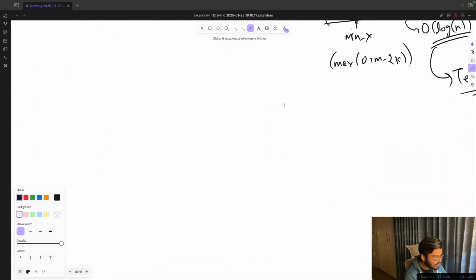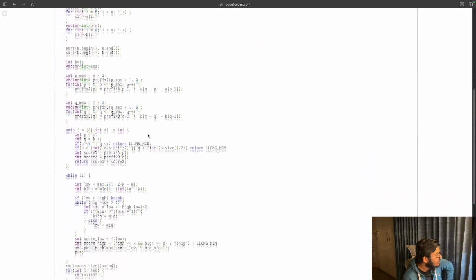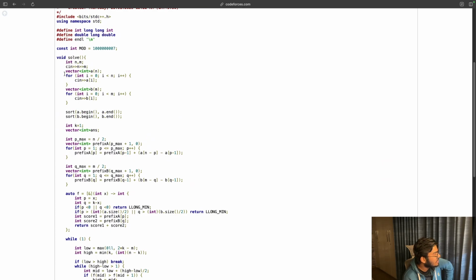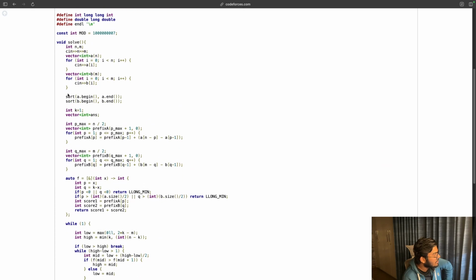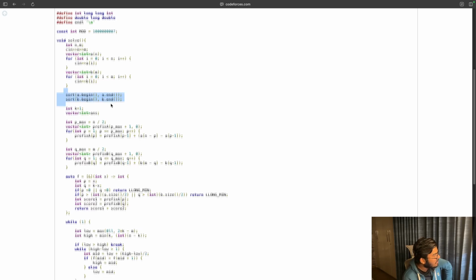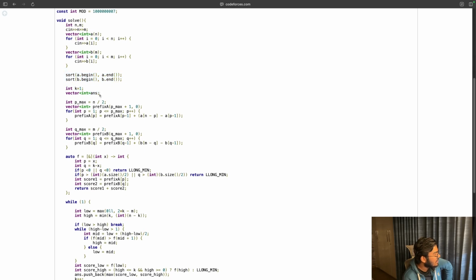Let's actually see it in code. First of all, I am taking the integer arrays ai and bi, and I'm sorting them, so it is already n log n time. And we have an answer array because I don't really know how many k values there will be. So I'm starting with k as 1, and this is the answer.